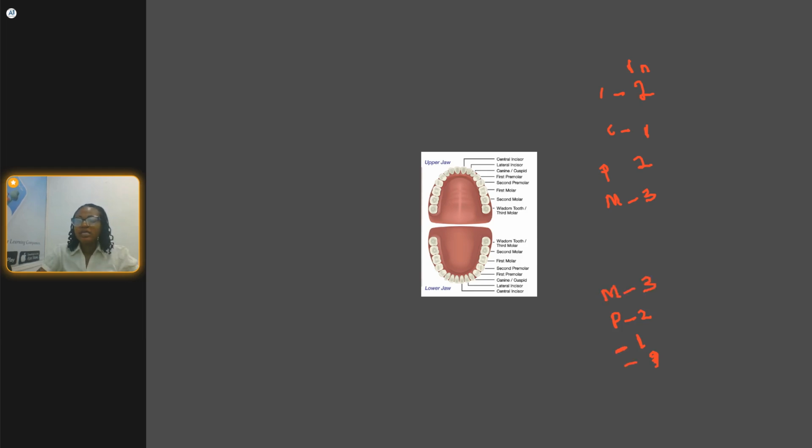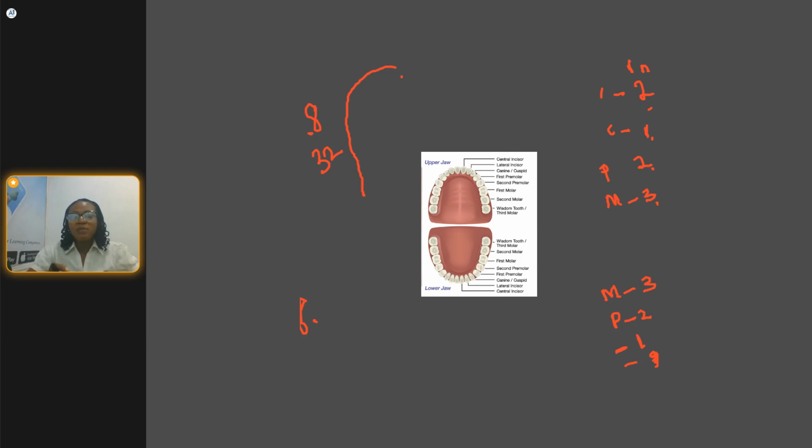Okay, so calculating it now, you have 2 plus 1, that's 3, plus 2, that's 5, and plus 3, that is 8. So this 8 here is the same thing that is on this part. So if you have 8 here, you have 8 here. You have 8 here, you have 8 here. So 8 plus 8 plus 8 plus 8, that's 4 times 8, you arrive at 32. That is how we arrive at 32 for human teeth.